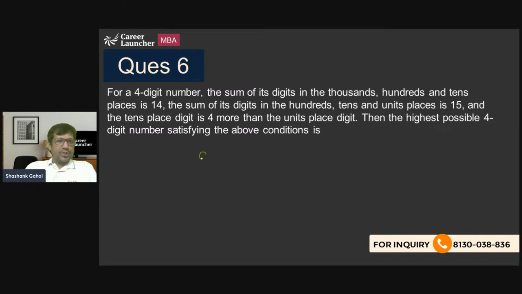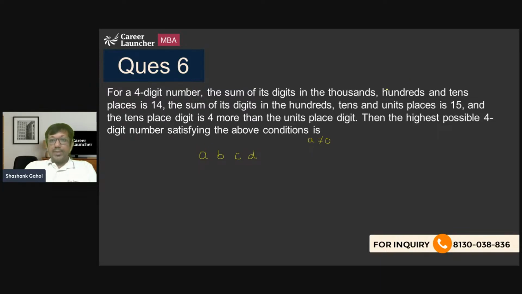So there is a 4-digit number A, B, C, and D. Now the first condition is, if it is a 4-digit number, it means A can never be equal to 0. Unit place, tens place, hundreds place, and thousands place.